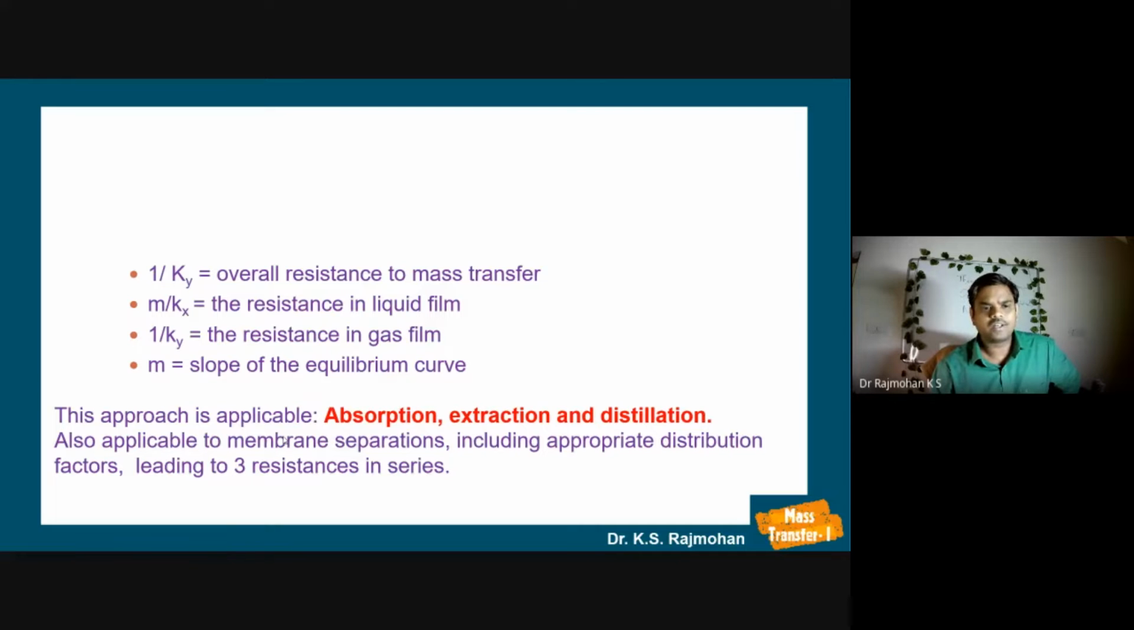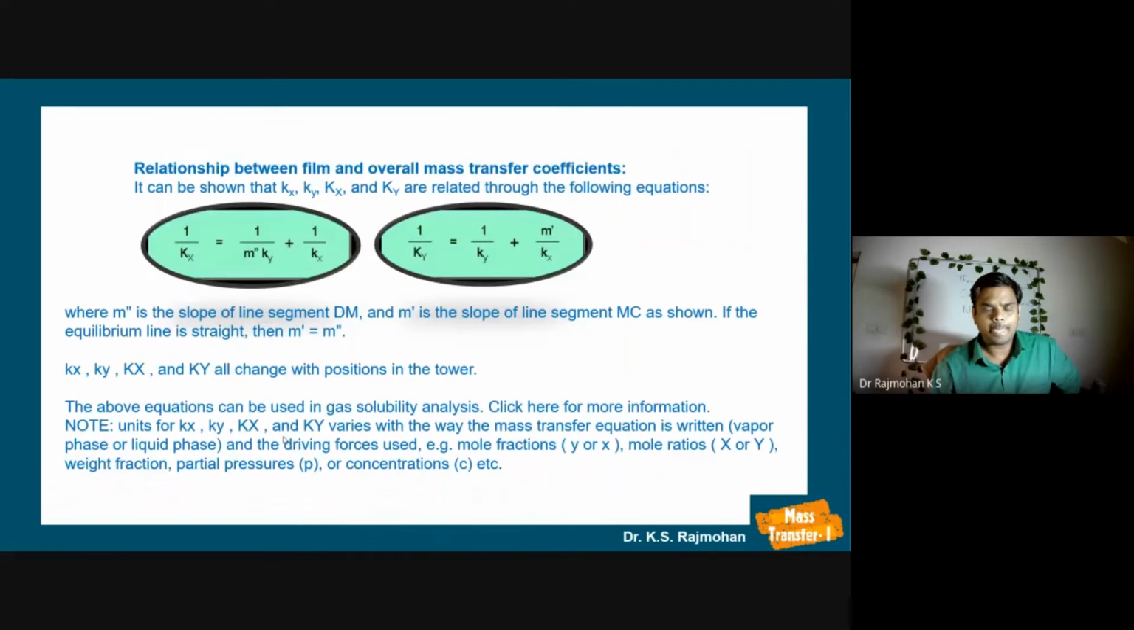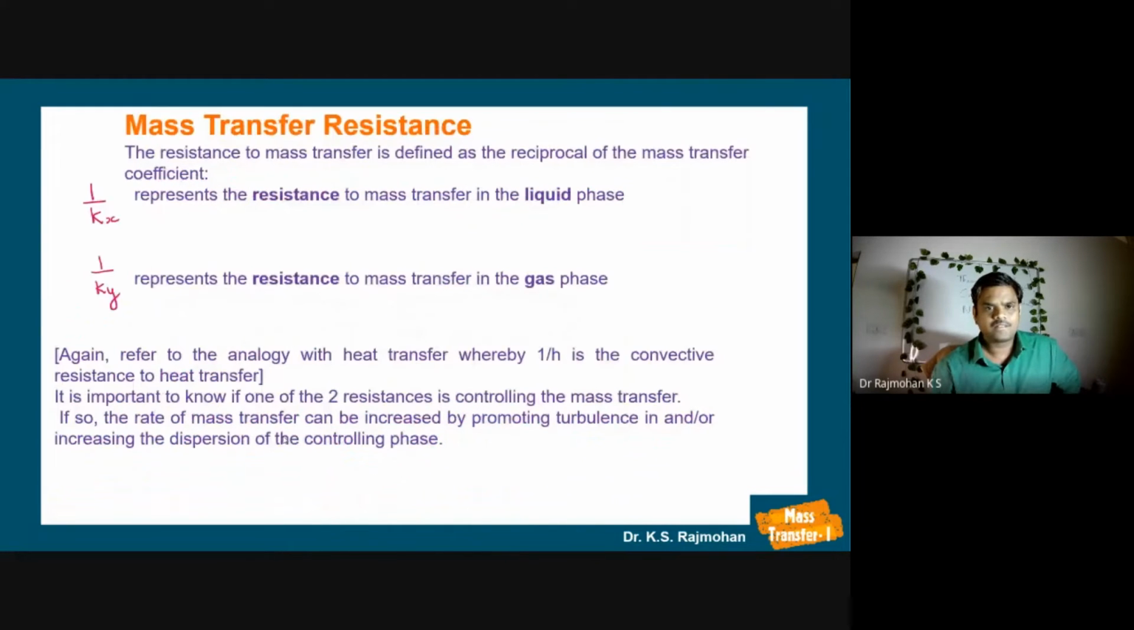Capital Ky is overall resistance, 1 by small kx is going to be the resistance in the liquid film, right? So we have the relationship. We should know that the mass transfer resistance is defined as the reciprocal of mass transfer coefficient. So 1 by small kx represents the resistance to mass transfer in the liquid phase, or 1 by small ky represents the resistance to mass transfer in the gas phase.